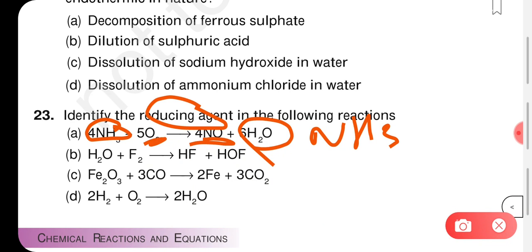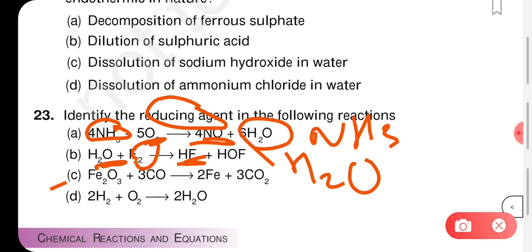Similarly, in the next one, it is water. See, H2O with fluorine is forming HF. So water acts as a reducing agent because it reduces the fluorine. Fluorine is added with hydrogen, so there is a loss of hydrogen from water. So what is our reducing agent? H2O is our reducing agent.